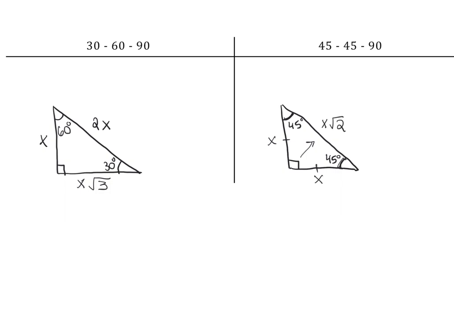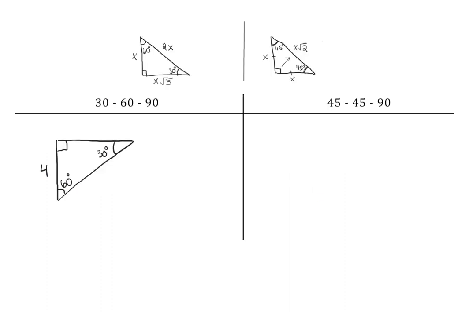So if we recognize that we have a 30-60 triangle or a 45-45 triangle, if I give you one side length, you can use these to find the other side lengths. Okay, so here we have an example. We have a 30-60 triangle, and I give you one of the side lengths, so we have to use these to find the other side lengths.